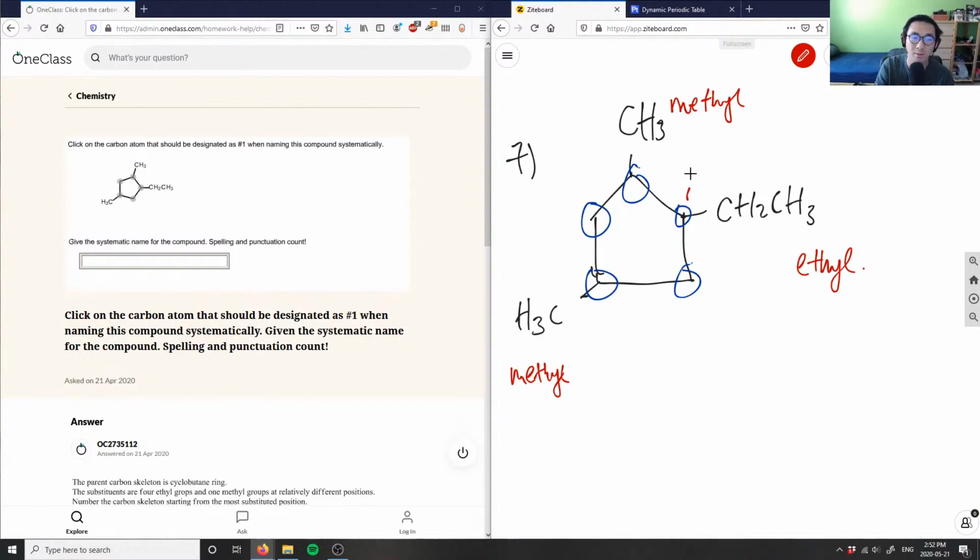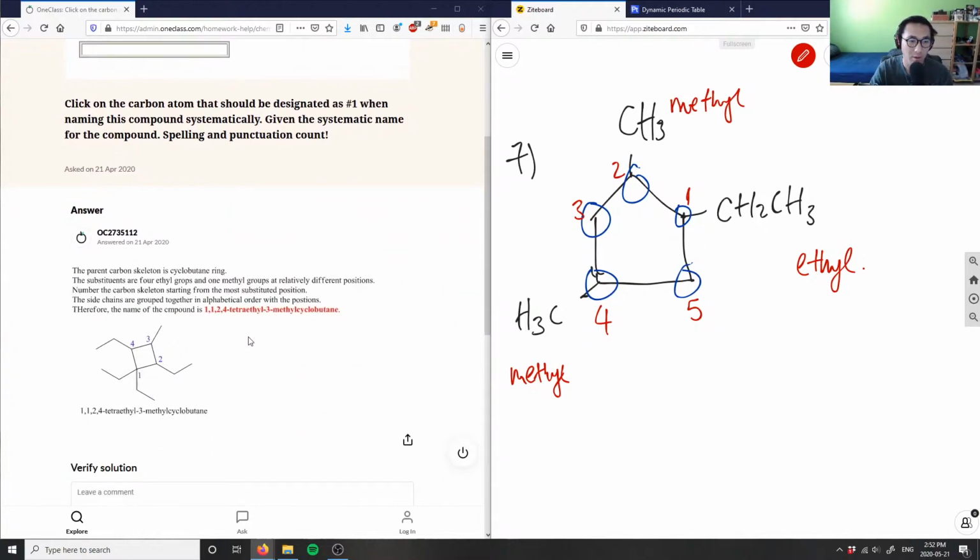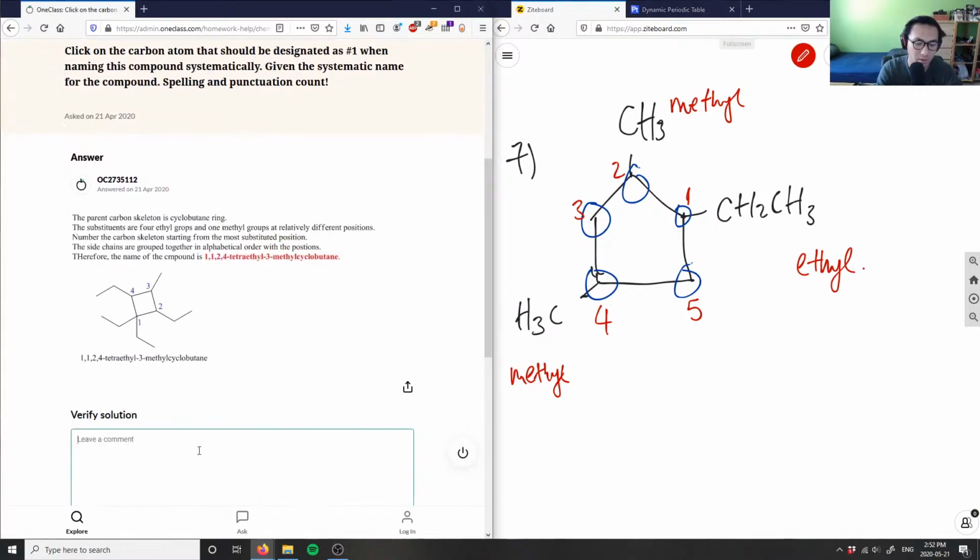And if I were to continue naming this, I would go this way instead of this way, right? I want to minimize the number. So I want to go number 2. This here would be 3, 4, and 5 here. So if I were to name this, it is actually 1-ethyl, and then 2,4-dimethyl cyclopentane. And that's how you would name this compound here. So this solution is actually the wrong solution for this compound here. So the solution is incorrect, not the right solution for the question.